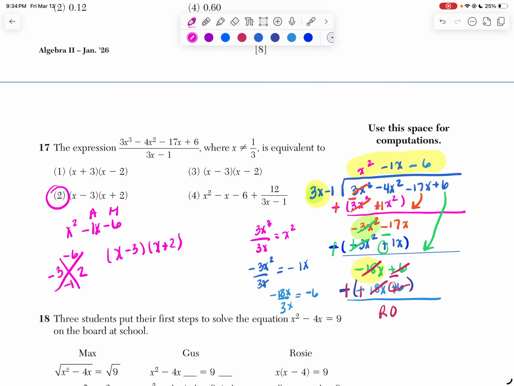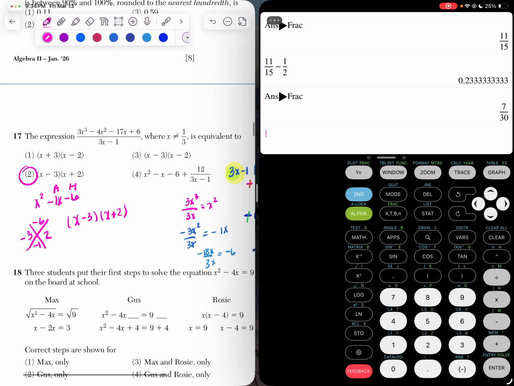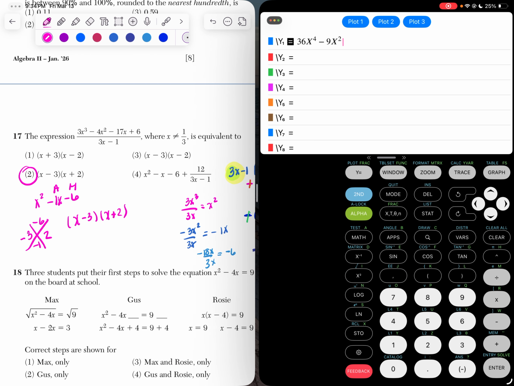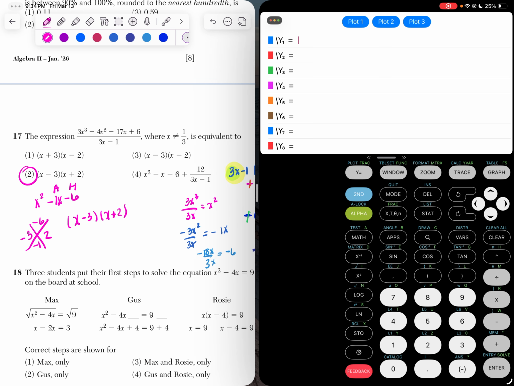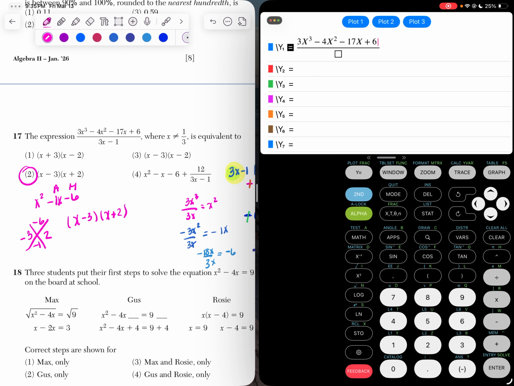Now here's how we can do it using the graphing calculator. As long as you type it correctly, you're going to get it right. We type what they give you in y1. So we're going to type in alpha, y equal enter, 3x to the third minus 4x squared minus 17x plus 6. And we're going to divide by 3x minus 1. Now in y2, I'm going to type the wrong answer. I'm going to type in x plus 3x minus 2.